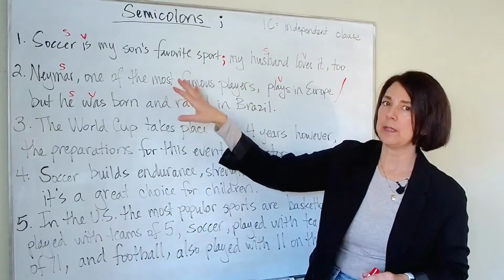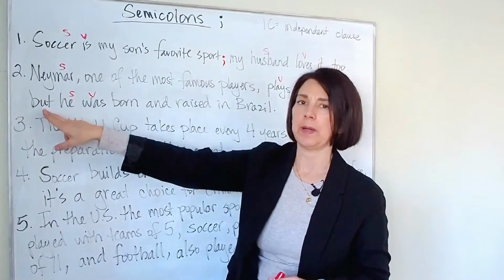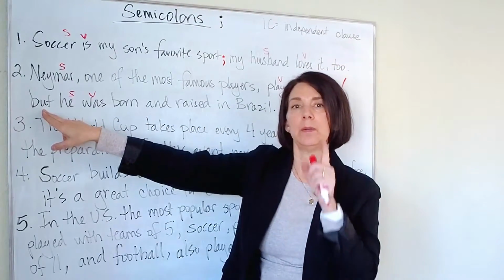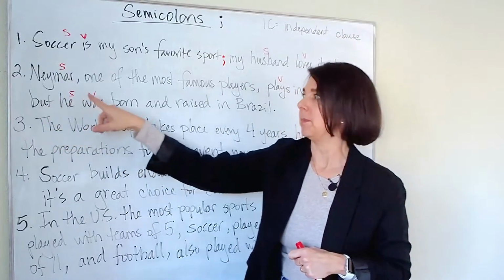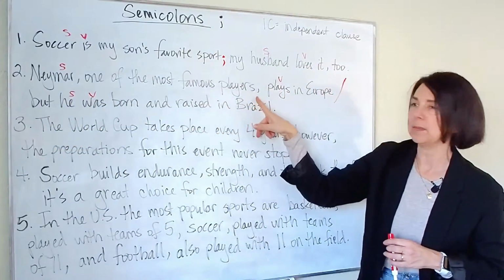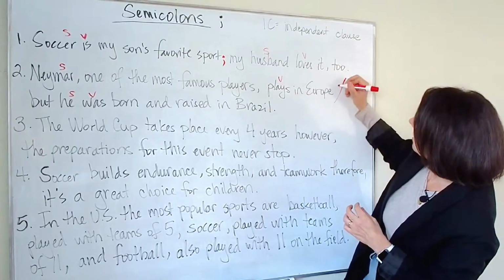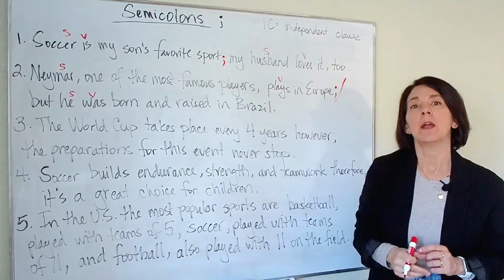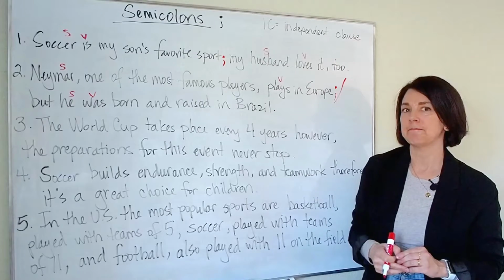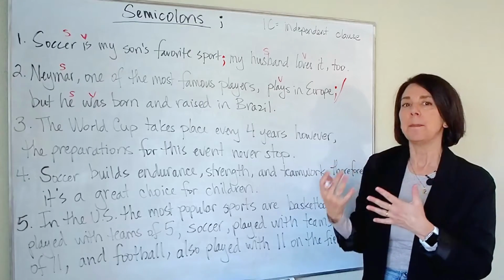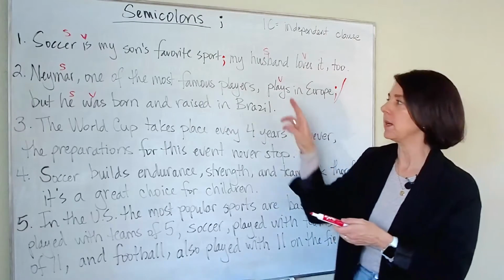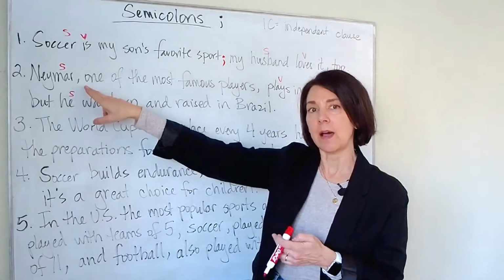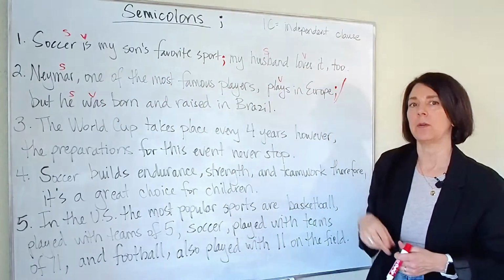So we have 2 independent clauses. We're joining them with but. Usually when we join with but, we use a comma. However, because there are already commas here, we can use a semicolon to join those 2 clauses. So again, this would be to make the sentence more clear. Because we already have commas inside, we can use a semicolon there.